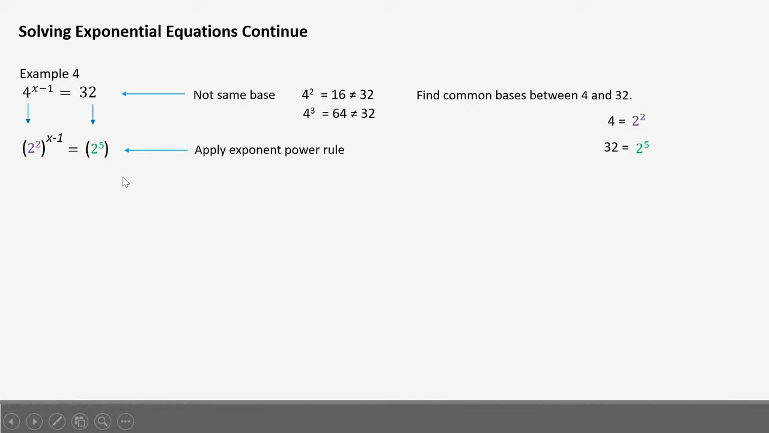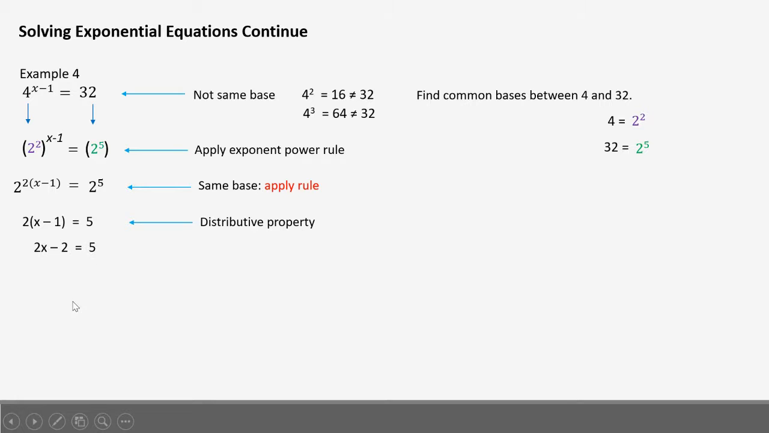Okay, now we apply the exponent power rule, which means when you have a power to a power, we multiply the powers. Now we can apply the rule. That means that with the same bases, you set the exponents equal to each other. So here we're going to do the distributive property, which means I'm going to multiply 2 times x and 2 times -1, which gives me 2x minus 2.